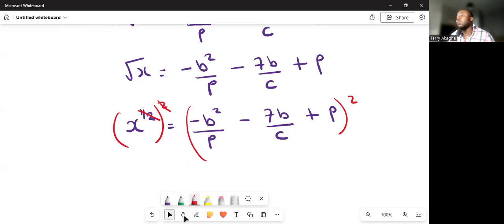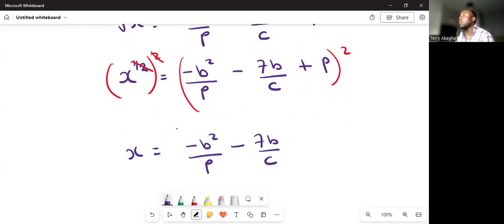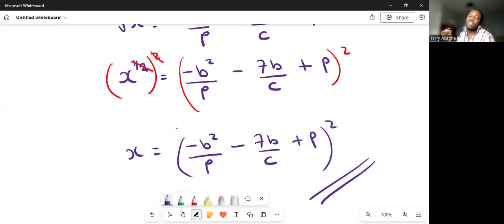So it's going to give you, it will now become x will be equal to minus b squared over p minus 7b over c plus p, all squared. And that will be the answer for that. Okay, so you just keep going. When you multiply all the variables, or when you're subtracting, dividing, you divide all the variables as well. And you also know how to convert to index form, which is very, very appropriate for questions like this.